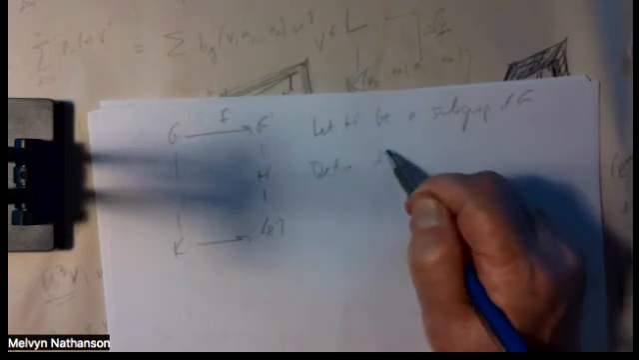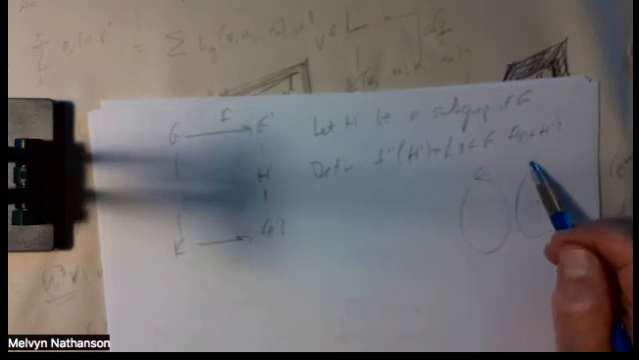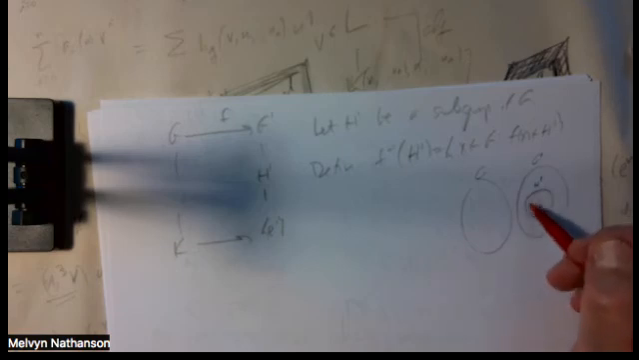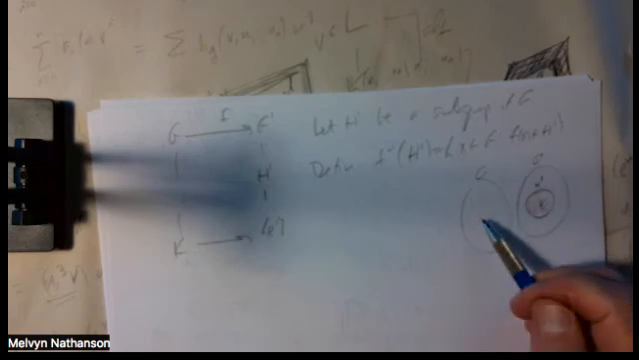So let's define F inverse of H prime. This is going to be all X in G, such that F of X is in H prime. So a picture of that is the following. Here I have G and G prime. Here's the identity. And here I have a subgroup H prime. And I look at all X in G, where F of X gets mapped into H prime.